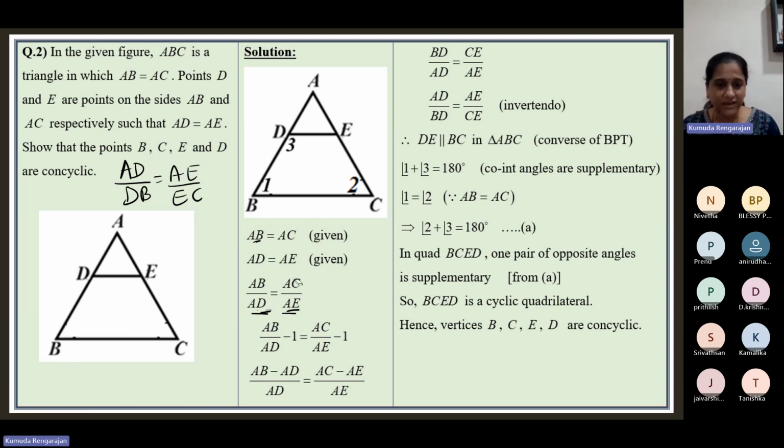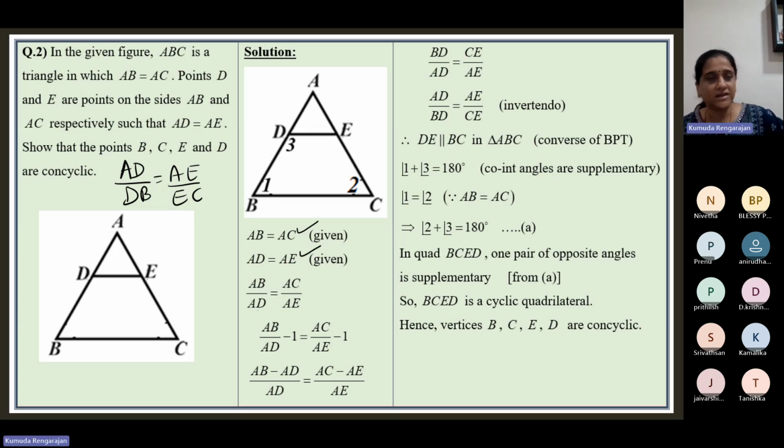So keeping that in mind, I carefully write AB is equal to AC first, and then AD equals AE. Then I divide one by the other. So I get AB by AD equals AC by AE. Now what I have in the denominator, AD and AE, I purposely write this one first and then this one.